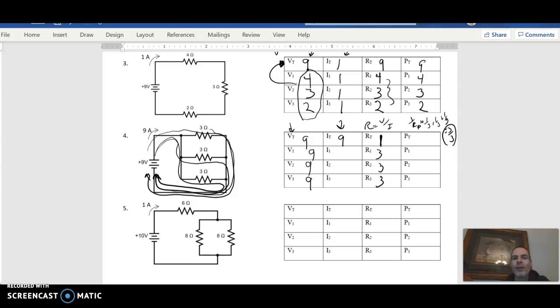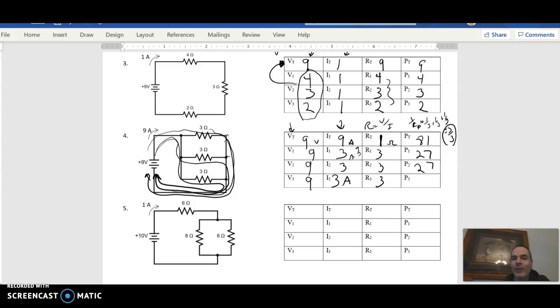What do we know about current? It's going to split up. And because these are equal resistors, they're going to split up equally. I had 9 amps to begin with, so it's going to split it up into 3 groups of 3. But a way to calculate it is just V divided by R. I could have said 9 divided by 3 and get 3. Same thing here and here. And then the power is I times V. So 9 times 9, or 9 times 3, 9 times 3.